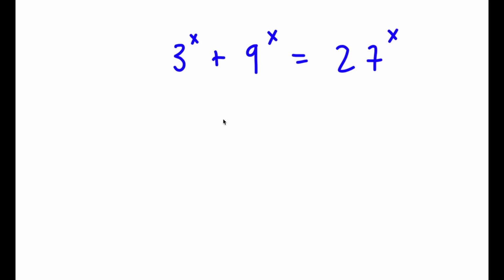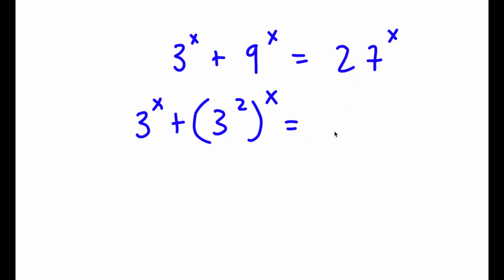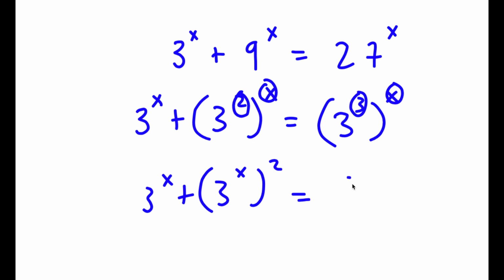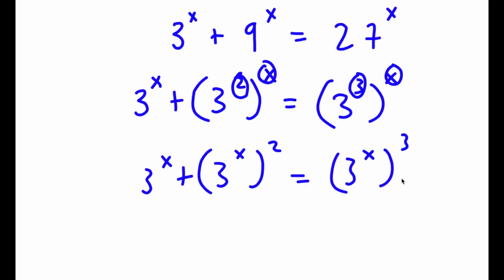Alright, so I have 3 to the power of x plus 9 to the power of x is equal to 27 to the power of x. To solve this, I'm going to first rewrite 9 here as 3 to the power of 2. So now I have 3 to the power of x plus 3 squared to the power of x is equal to 27, which I'm going to rewrite as 3 to the power of 3, so equal to 3 to the power of 3 to the power of x. Now I can actually switch the places of these two as well as these two. So now I'm going to have 3 to the power of x plus 3 to the power of x squared is equal to 3 to the power of x to the power of 3.